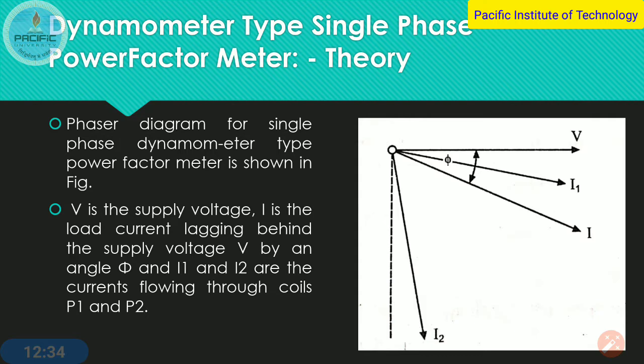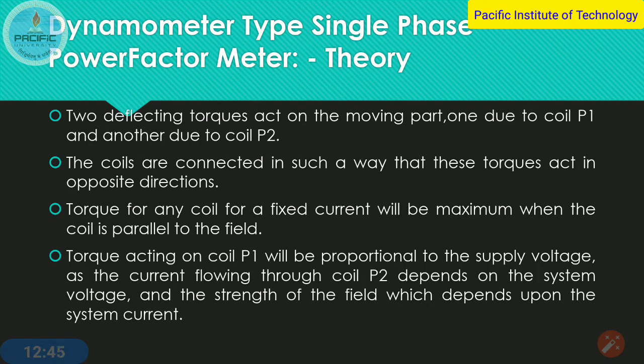Right? So V is the supply voltage and I is the load current lagging behind supply voltage V by an angle phi, and I1 and I2 are the currents flowing through the coils P1 and P2. Now, two different torques act on the moving part, one due to the coil P1 and another due to the coil P2. Remember, the coils are connected in such a way that these torques act in opposite directions. Torque for any coil for a fixed current will be maximum when the coil is parallel to the field. The torque acting on the coil P1 will be proportional to the supply voltage.